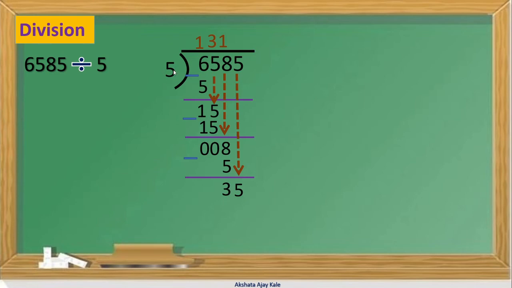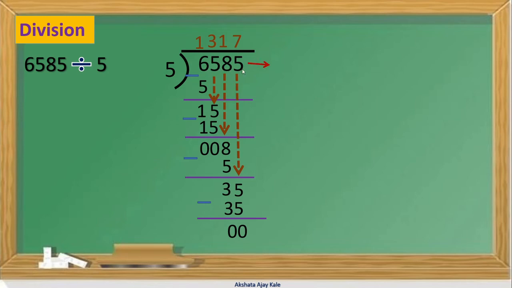We know that 5 sevens are 35, isn't it? So 35 minus 35, that is equal to 0. Got this? Our sum is over because we got 0 here, and here also no more digits are there. Correct? Now dear children, see this.